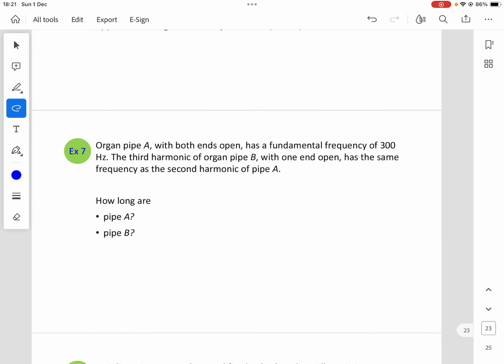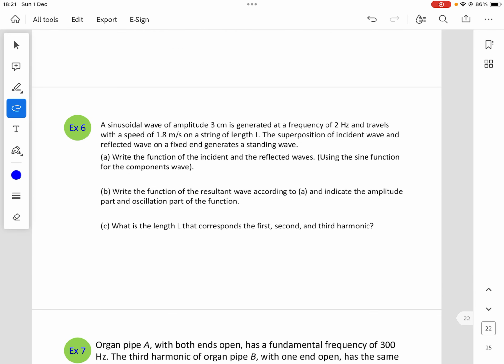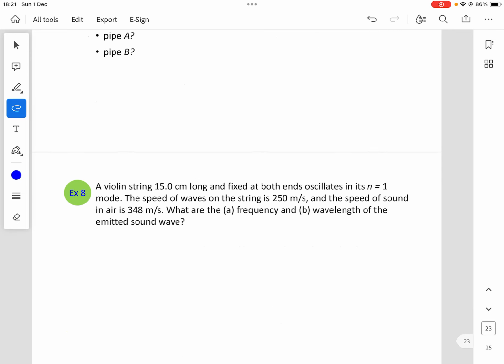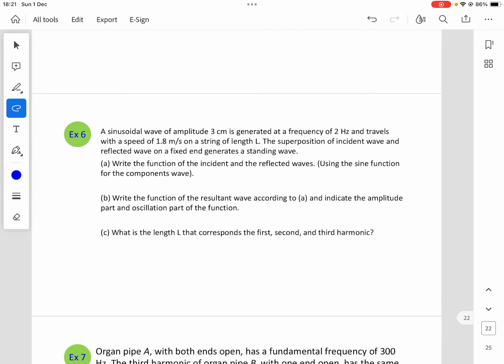What else should we try? Okay, this is for the case of standing wave. A sinusoidal wave of amplitude of 3 centimeters is generated at a frequency of 2 Hz and travels with the speed of 1.8 meters per second on the string of length L. The superposition of the incident wave and reflected wave on the fixed end generates a standing wave.